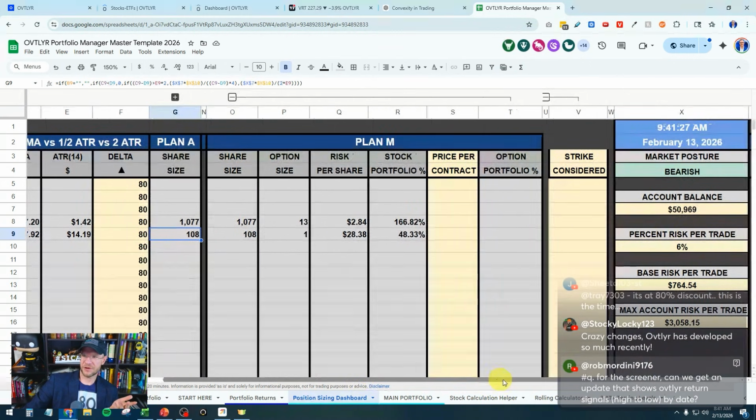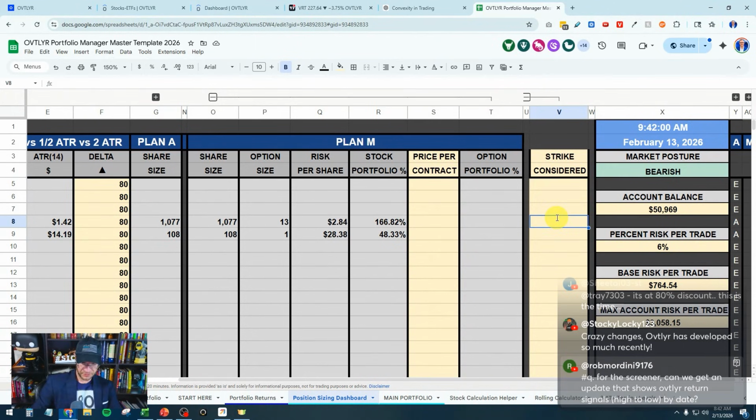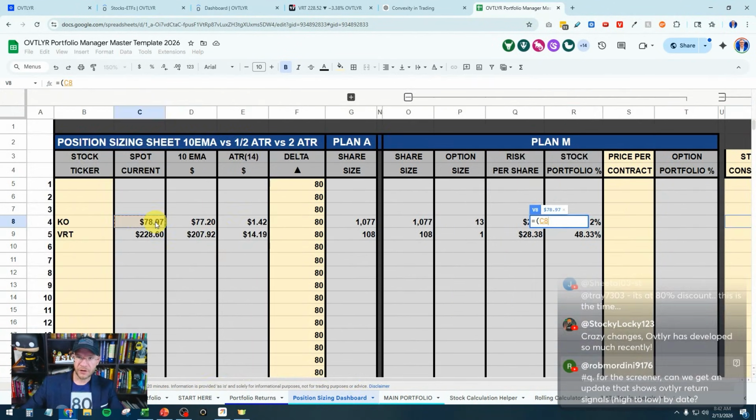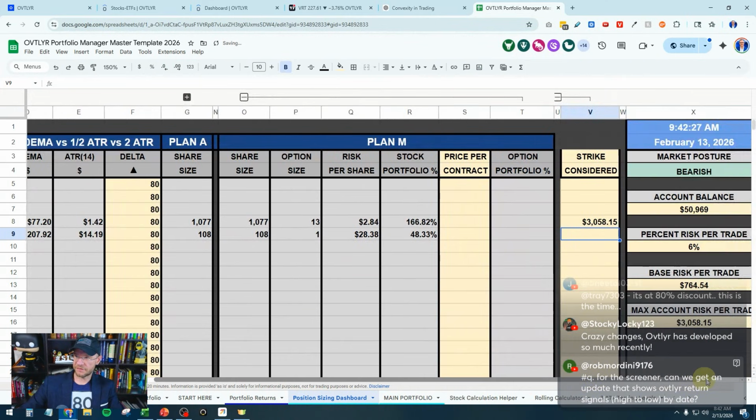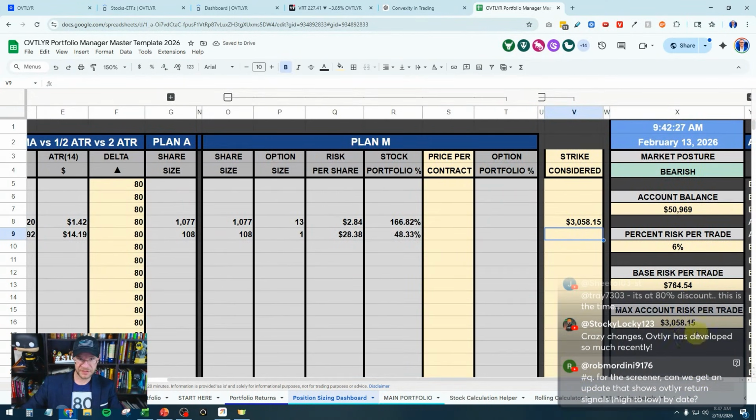Well, how much risk are you actually taking here? Check this out. So you do equals current price minus 2 times the ATR. So risk per share. I may have done this wrong. Yeah, I did that wrong. So you take your risk per share, which is 2 times the ATR value, times the number of shares. So $3,058 of risk, which is exactly this number right here, max account risk per trade.